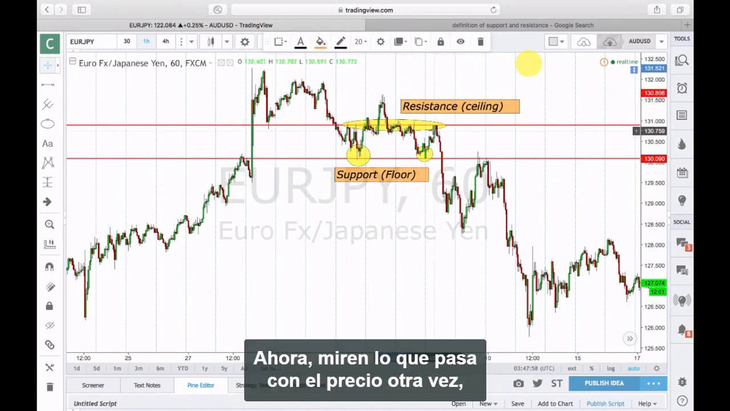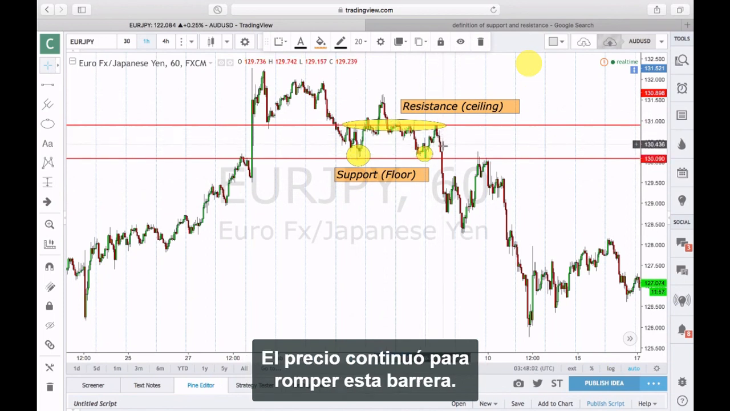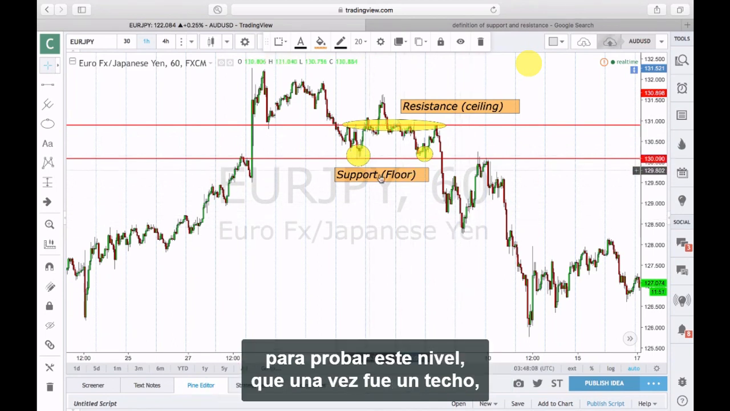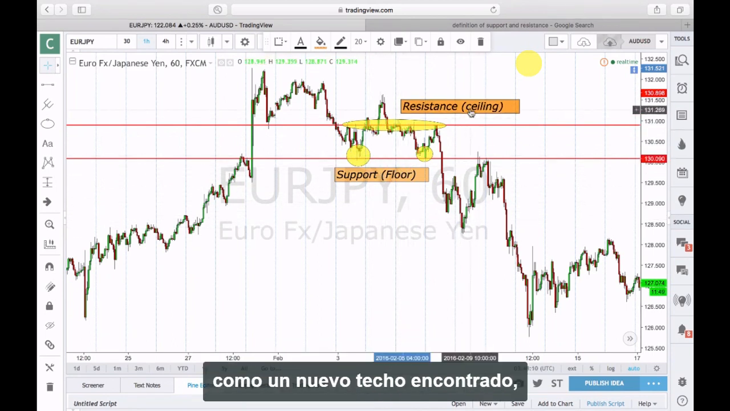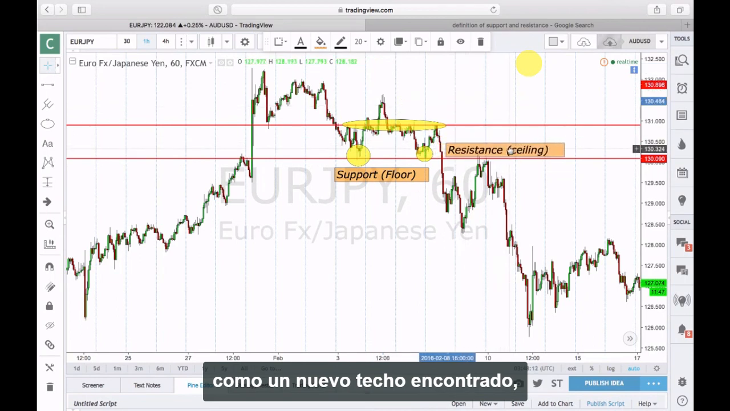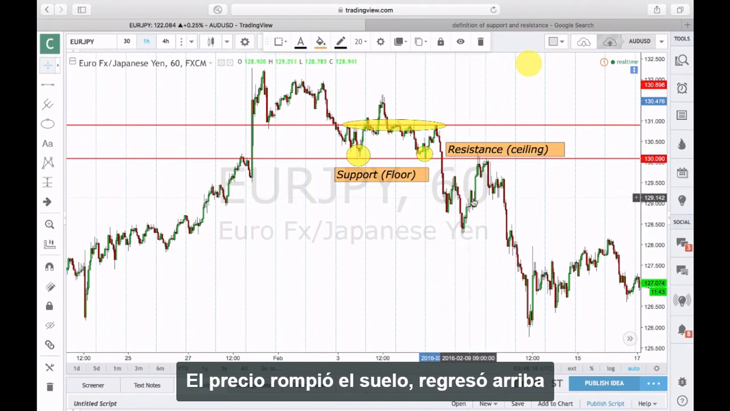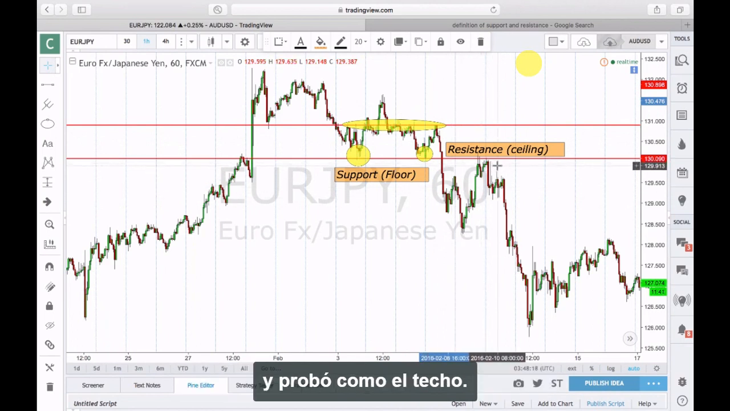Now watch what happens with price again. Price continued to break this area, bounce above, and come back to test this level that was once a floor as a newfound ceiling. As you can see here, price broke the floor, came back up, and tested as the ceiling.